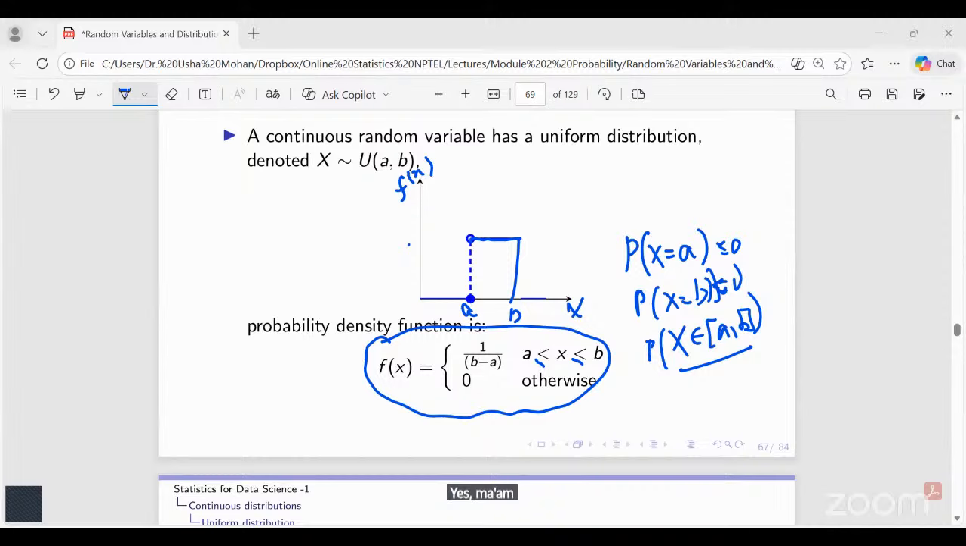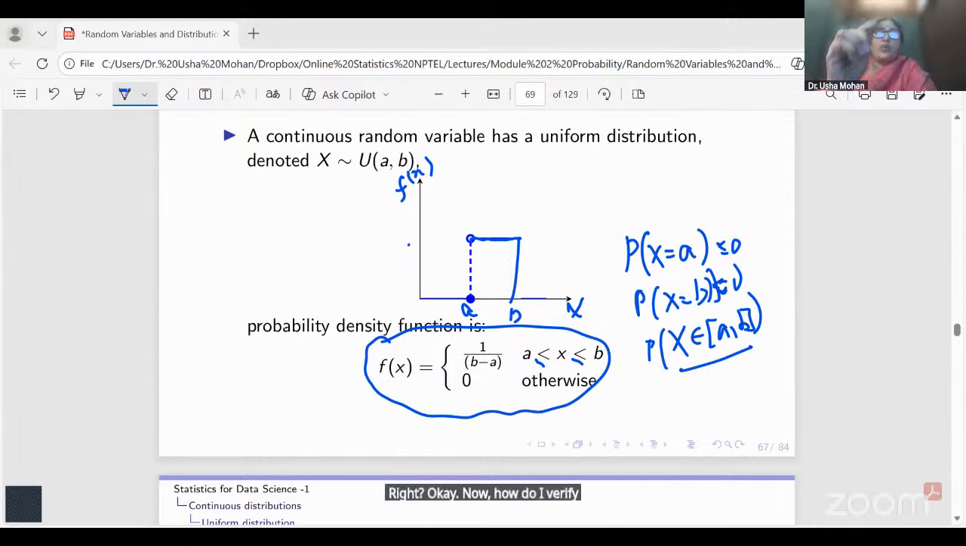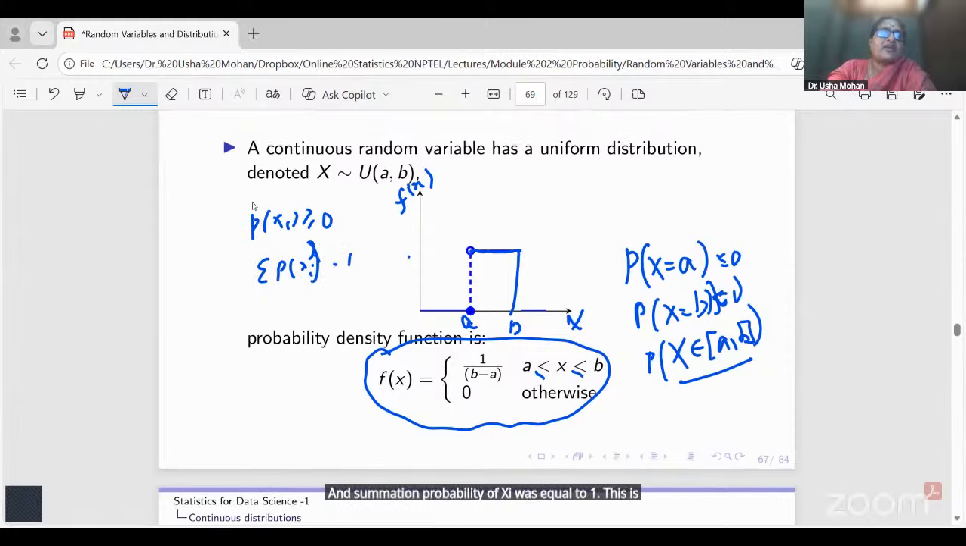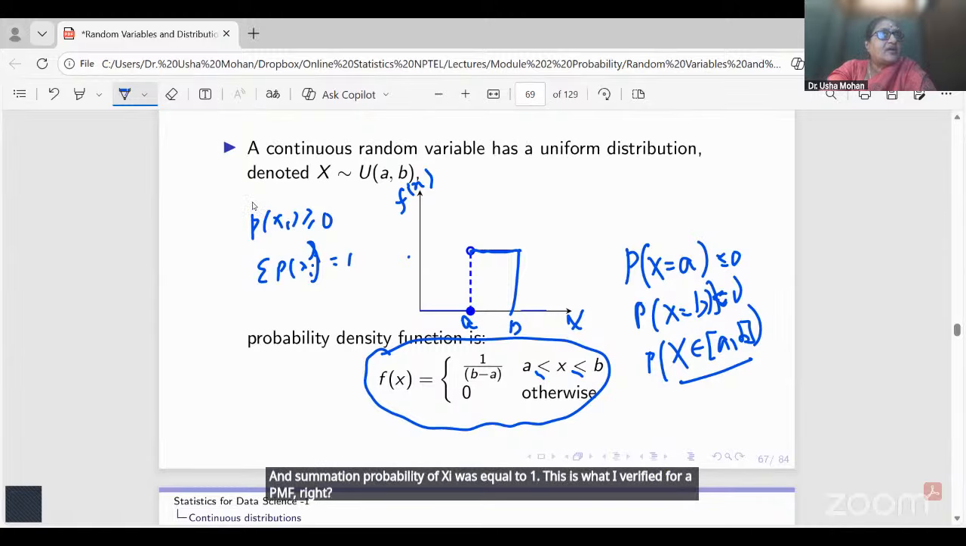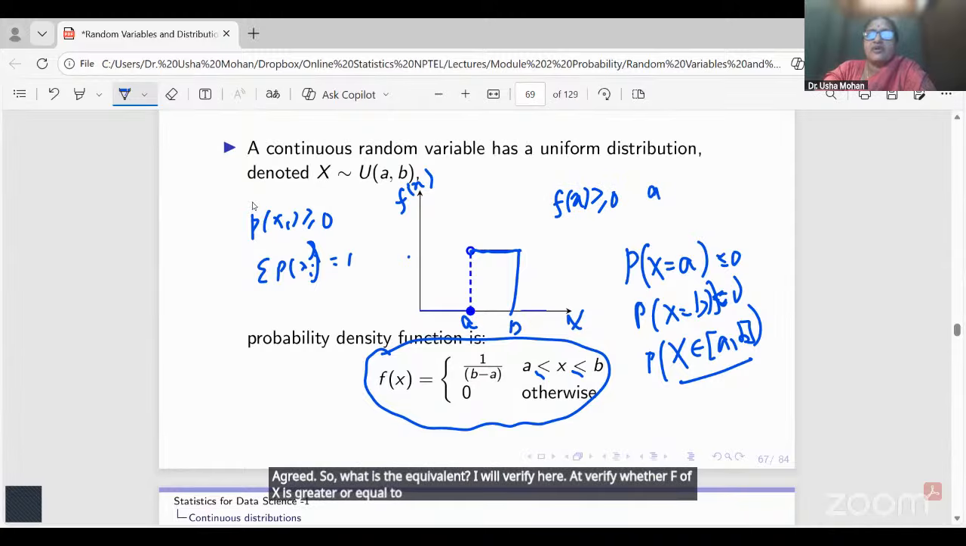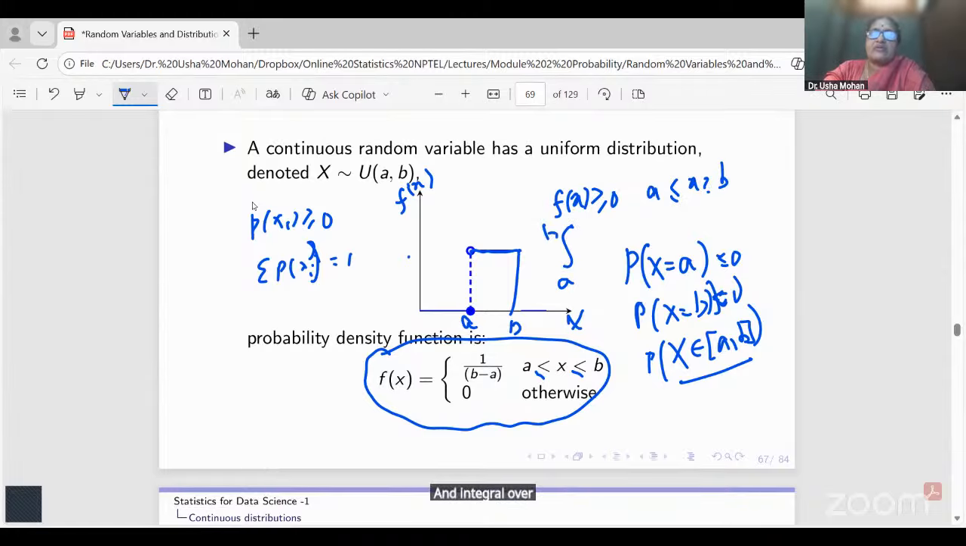Okay. Now, how do I verify it as a PDF? What was it I verified in my PMF? I verified whether probability of xi was greater than or equal to 0 and summation probability of xi was equal to 1. This is what I verified for a PMF, right? Agreed? So what is the equivalent I would verify here? I'd verify whether f of x is greater than or equal to 0 for a less than x less than b and the integral over the range of f of x dx should be equal to 1. Is that clear?